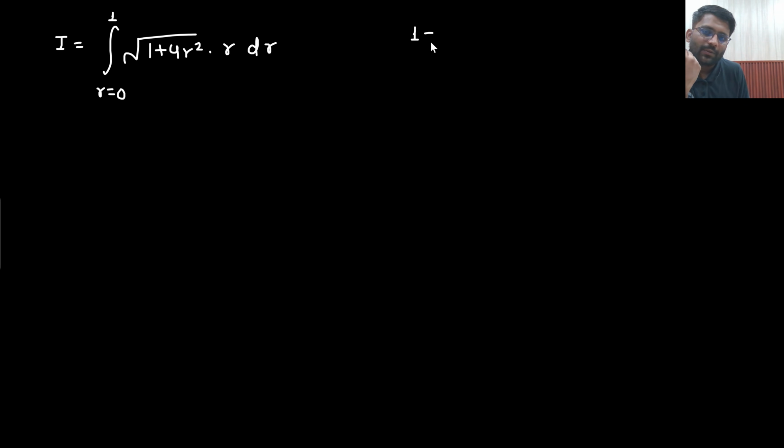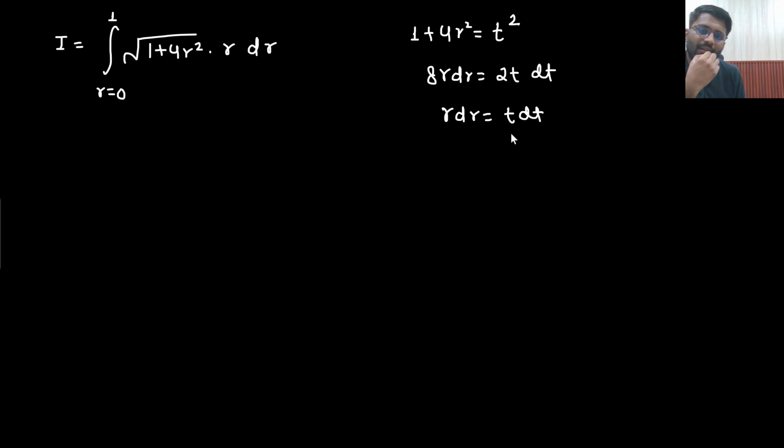So 1 plus 4r square equals t, I will assume. Or shall I assume t square? It would be easier, I guess. If I assume t square, it would be easier. 8r dr equals 2t dt. Right? So r dr would become t dt by 4, and this will be t square only.